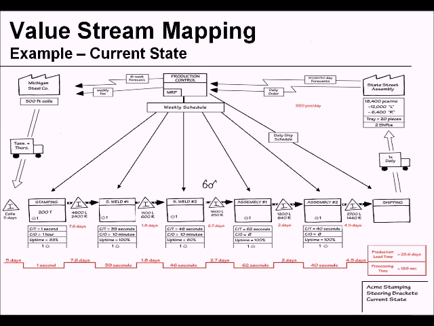Here's just an example of a current state map. Basically, across the bottom, you see the actual process, and then above is the information process. So you can see MRP at the center. That's your information flow. It sends down signals to all the different processes below. You have your start, which is on the left, where the supplier ships the parts. The triangles stand for the inventory between each of the steps. You can see there's inventory between those, and then the shipping's at the back end. It tells you how many we're shipping and whatnot.